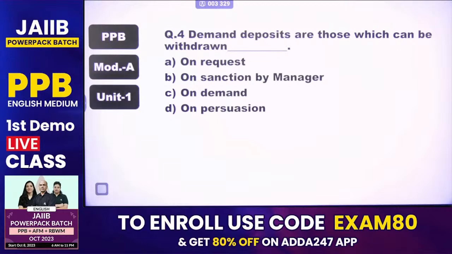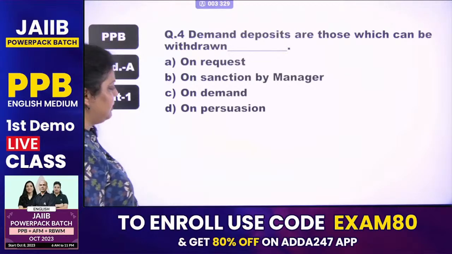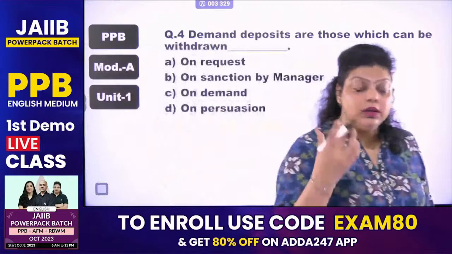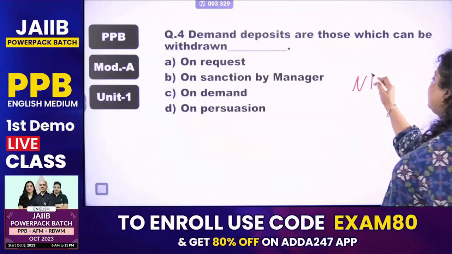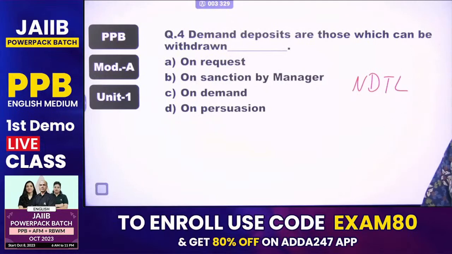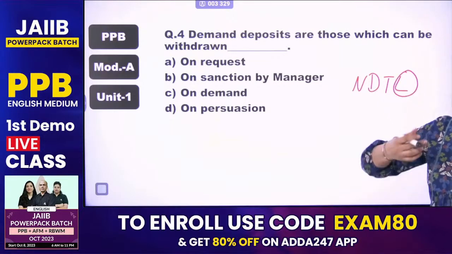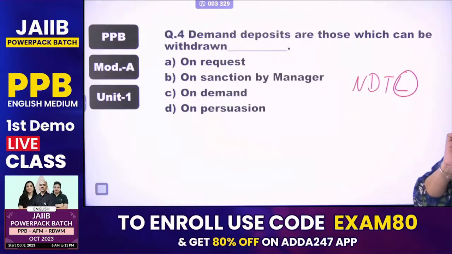On request, on sanction by manager, on demand or persuasion. So when will your demand deposit be taken? In the IIFS, you have studied about NDTL, net demand and time liability, right? When we talk about net demand and time liability, first we have a liability. Liability means public deposit, that deposit that the bank has to return to the customer.